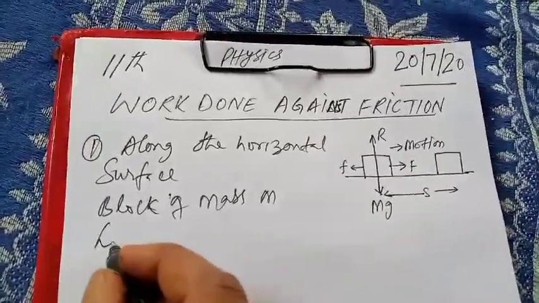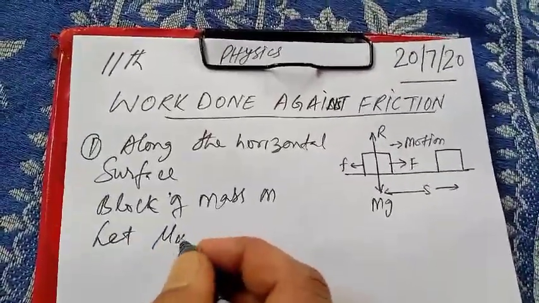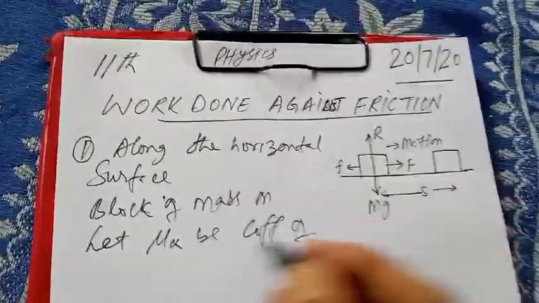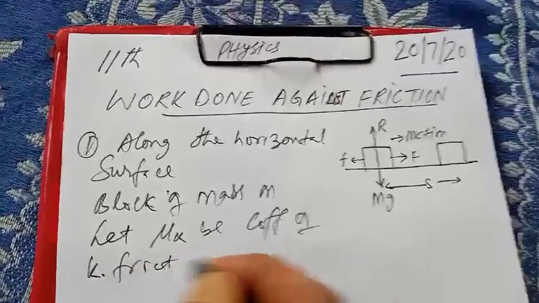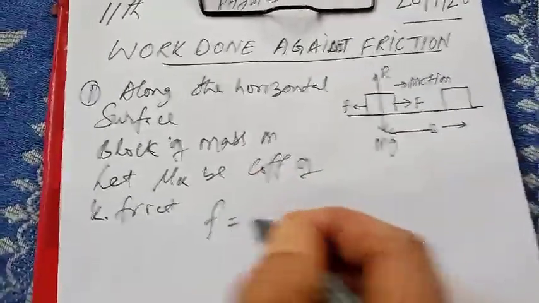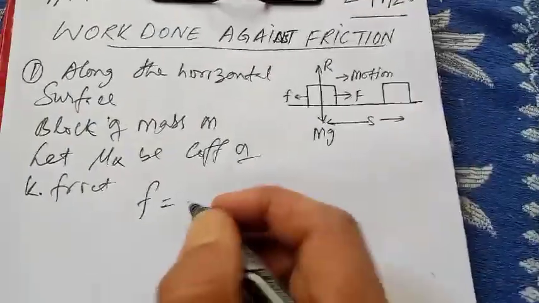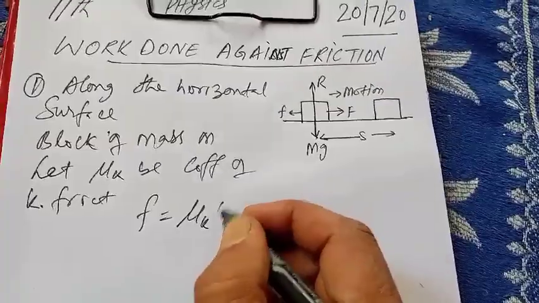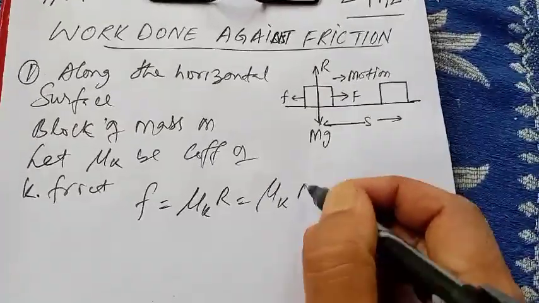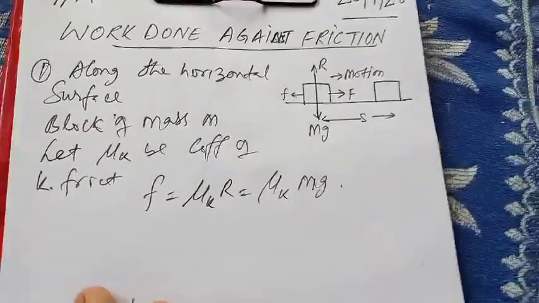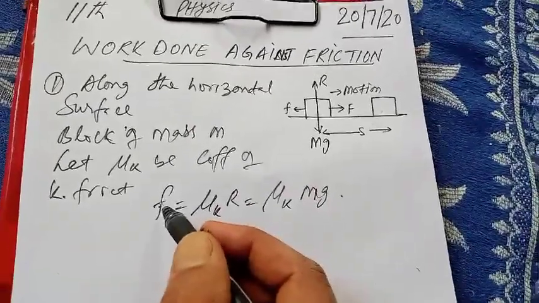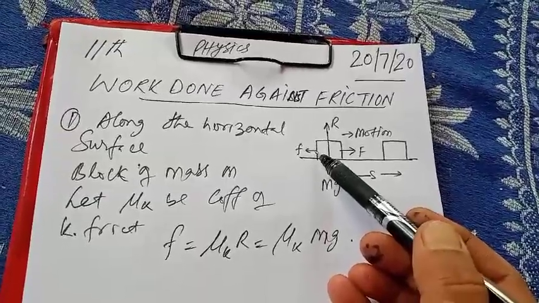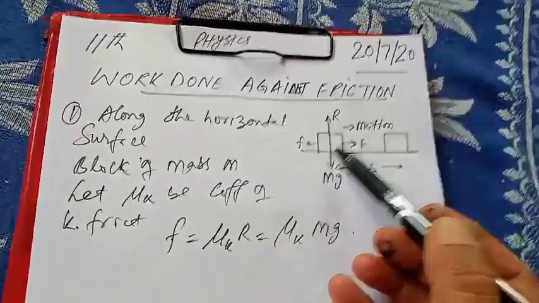Now let mu k be the coefficient of kinetic friction. Then the force of friction F is equal to, as per the laws of friction, mu k into R, which is equal to mu k into mg. This is the force of friction which is acting opposite to the motion of the block.